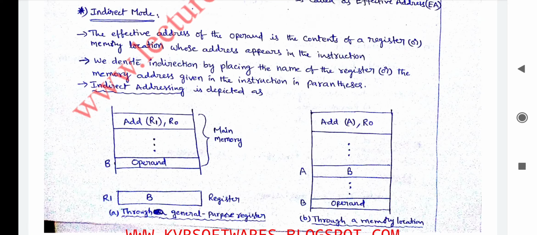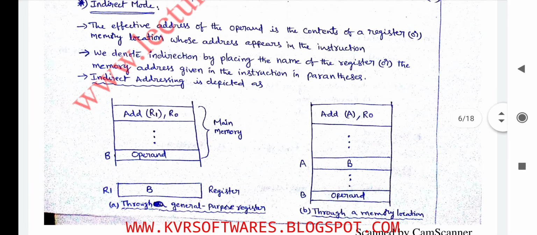Good morning, guys. The topic is indirect addressing mode. The effective address of an operand is the contents of a register or a memory location whose address appears in the instruction. We denote indirection by placing the name of the register or the memory address given in the instruction in parentheses.